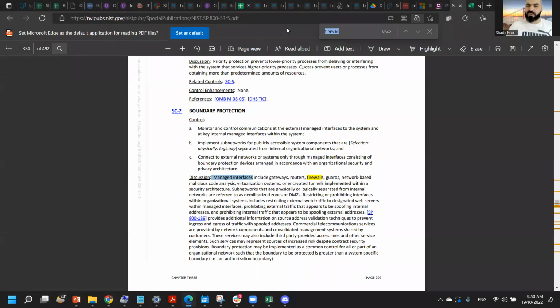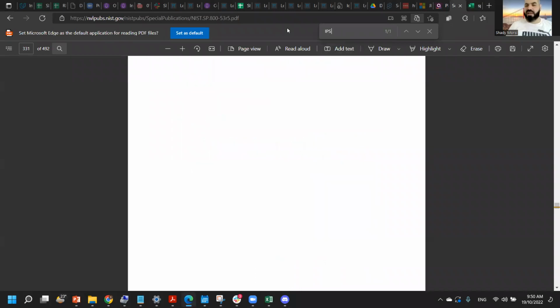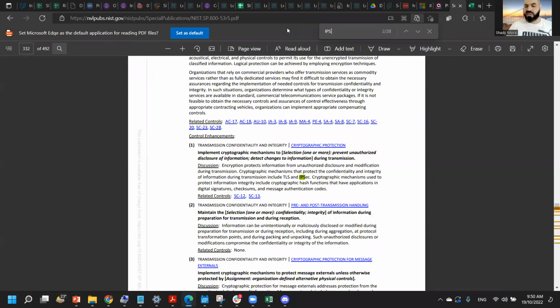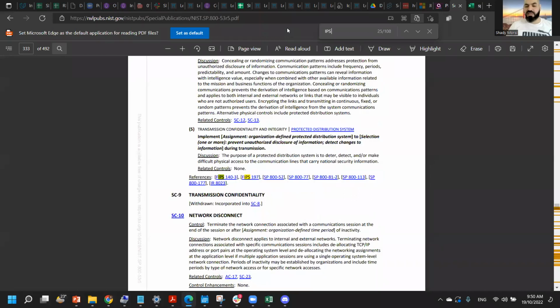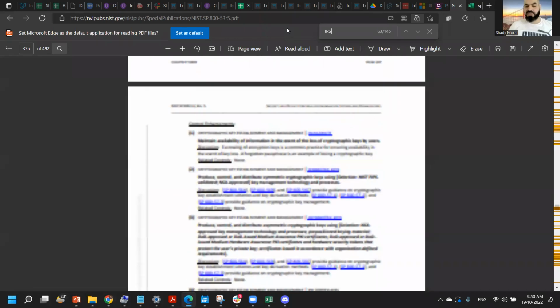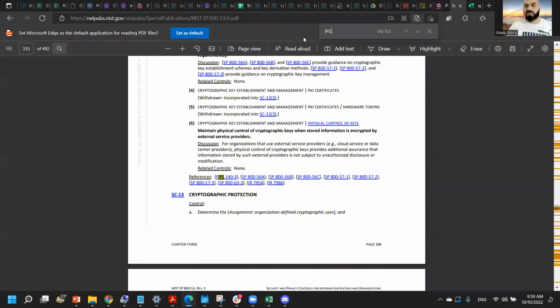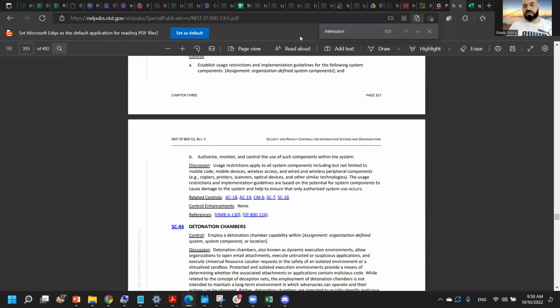So for example, if you wanted to say IDS, IDS is another terminology for, basically, this is IDS, or we can say it's an intrusion detection system. You will find intrusion detection system.